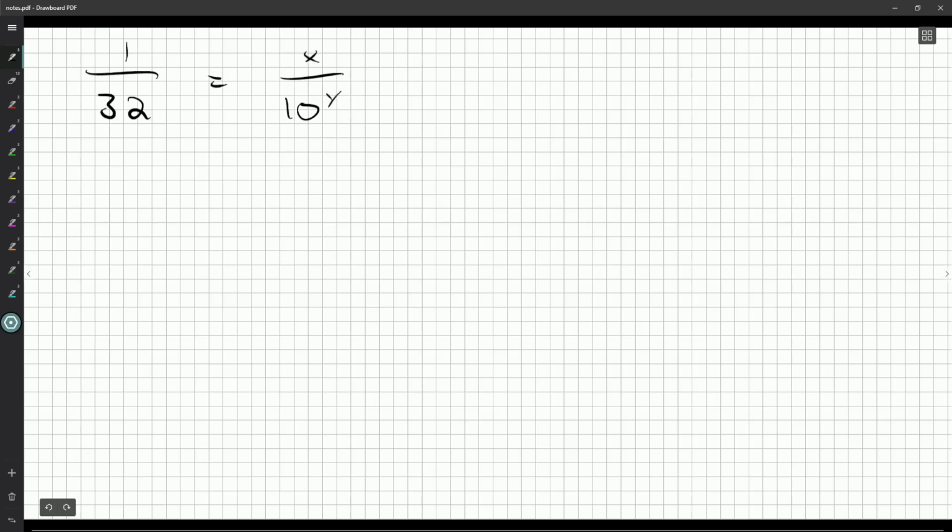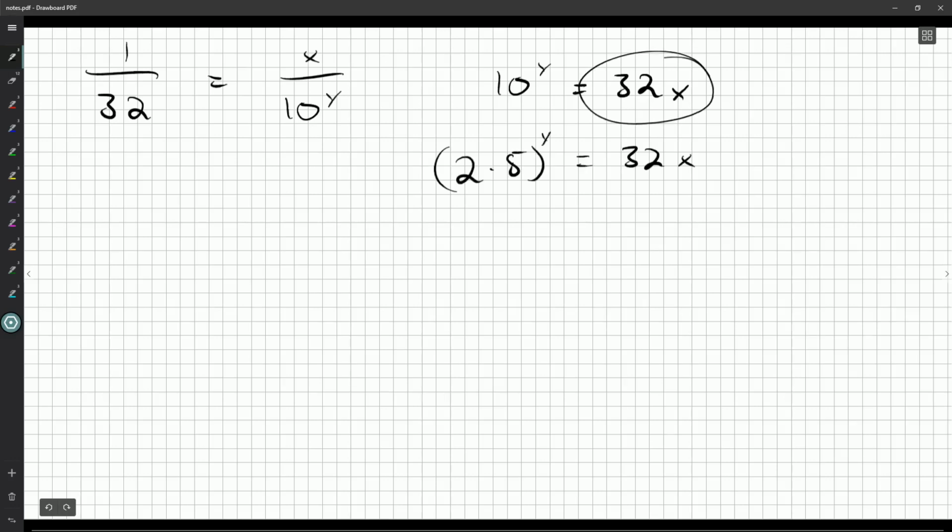So fractions, I mean, they're fine, but what we can do is actually rearrange these, multiply by 10 to the y on both sides, and multiply by 32 on both sides. And so what we've got is 10 to the y is equal to 32x. Now the bigger we make y, 32 stays the same, the bigger we make x. So what's the smallest y that is a multiple of 32? Okay, well, remember, 10 is 2 times 5. And 32 is really 2 to the 5.